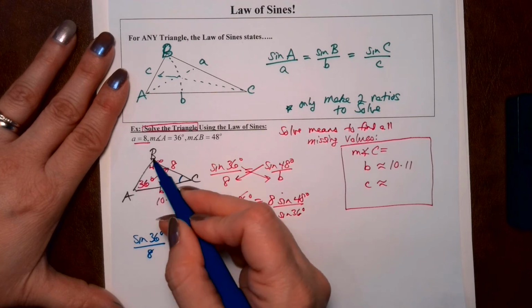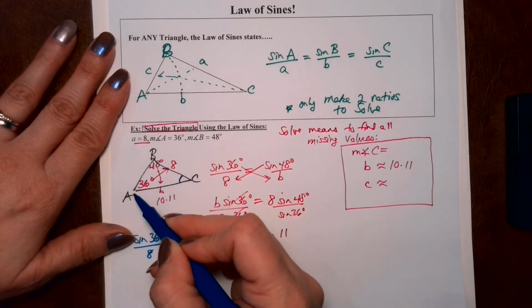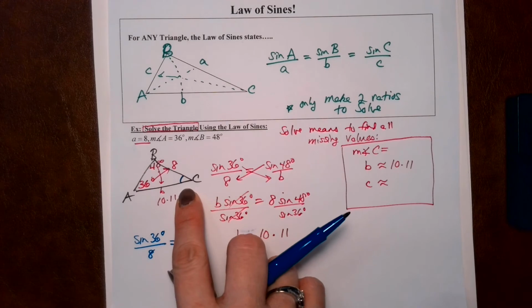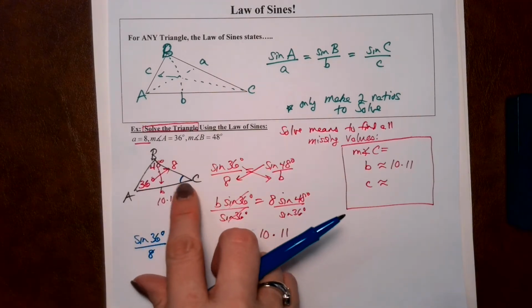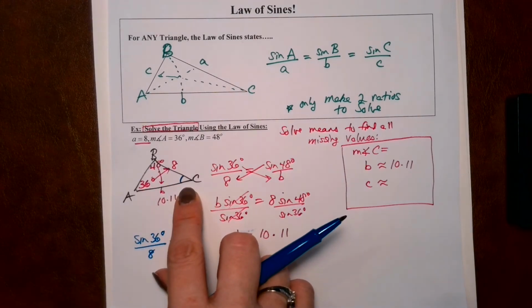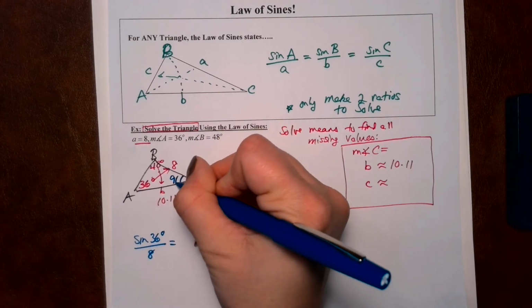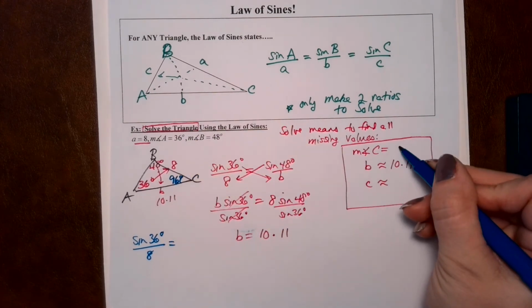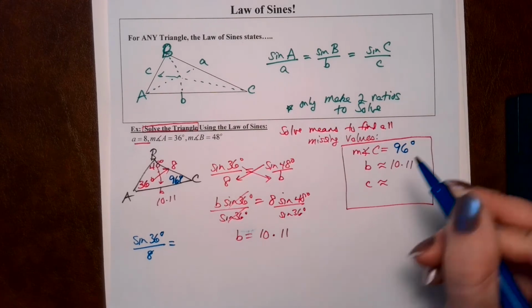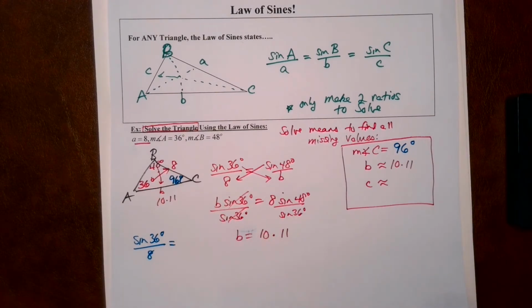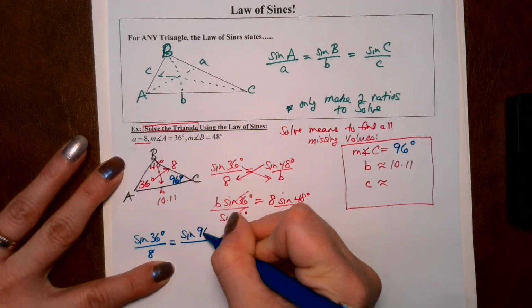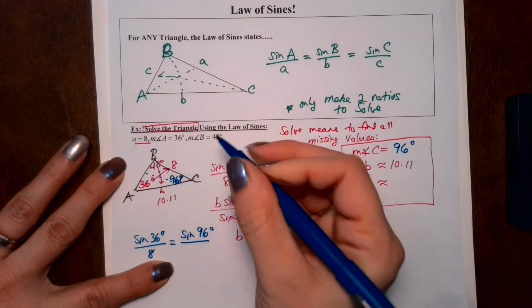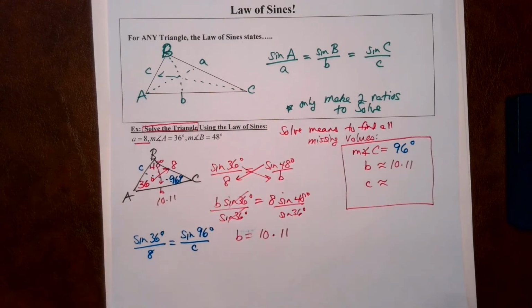Well, we know a triangle has 180 degrees, right? So can you please figure out the value of that angle right there? If we just subtract these two from 180, we're going to get 96 degrees. 96, let's fill that in. Measure of angle C was 96. Okay, so we just do subtraction from 180. Now I can continue making my proportion. Sine of 96 degrees is equal to side c over side little c.